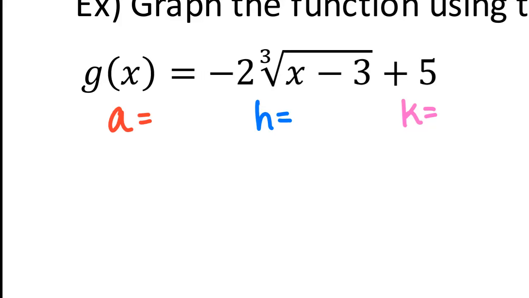Okay. Go ahead and share with your partner. Whoever has the biggest hand can share first.